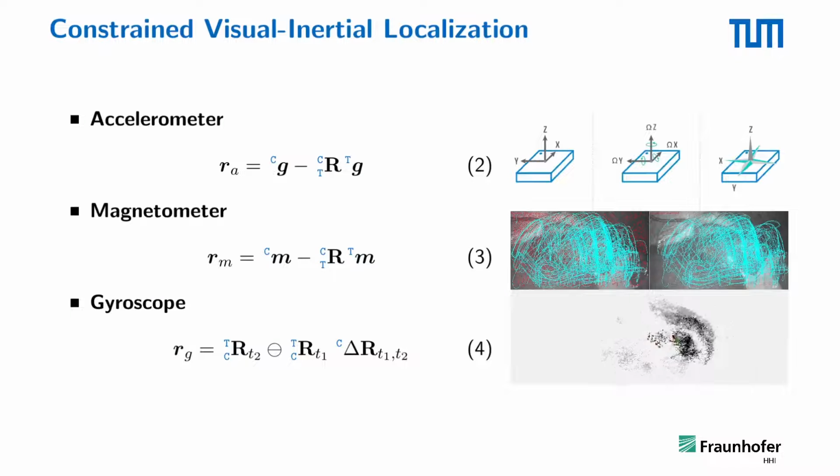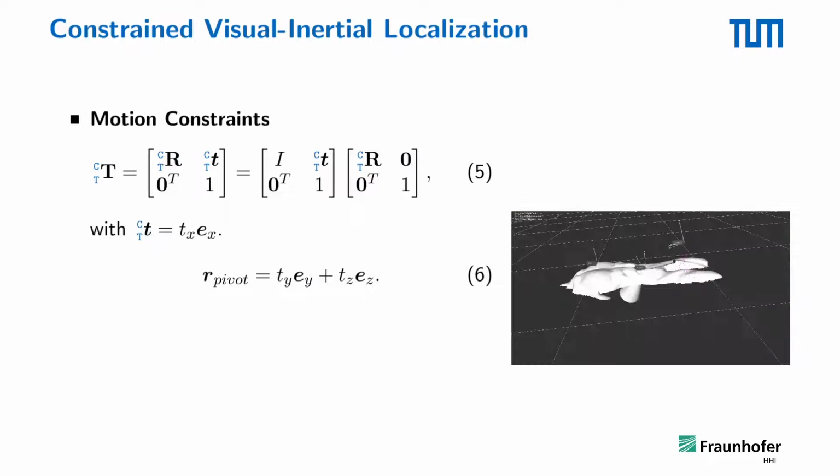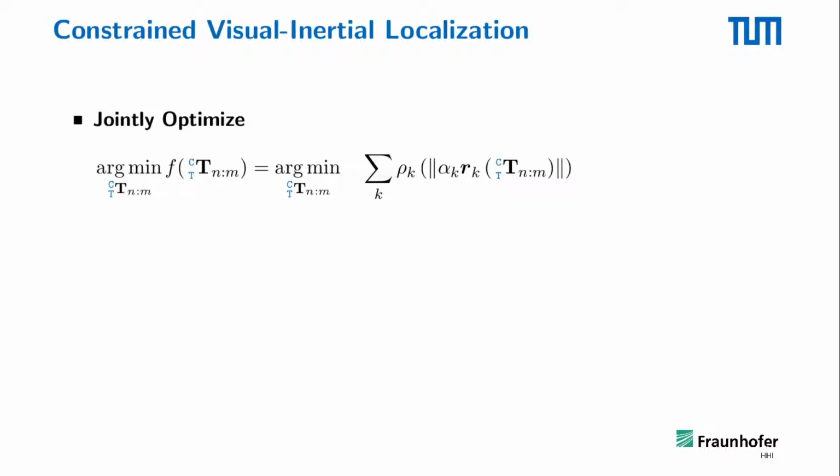Our algorithm is further designed for applications where the solution space is reduced. A constraint on the movement can reduce the solution space from 6 to 4 degrees of freedom, and we build a residual that penalizes solutions not fulfilling this requirement. Following state-of-the-art methods, we then jointly optimize over all the residuals.